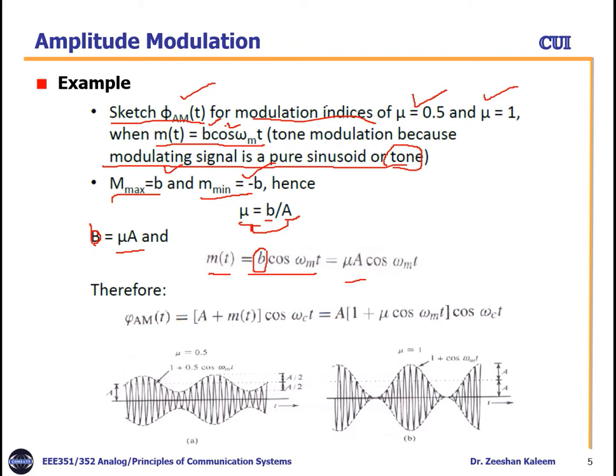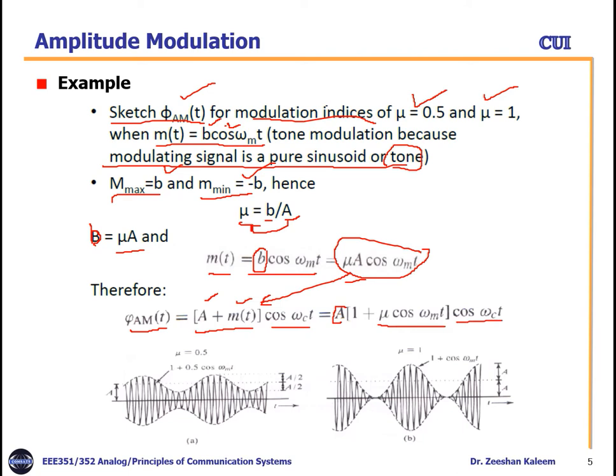Therefore, we know that for amplitude modulation, we have this equation. We have seen this and derived this in the previous lecture. phi AM(t), it means amplitude modulation, is given as [A plus m(t)] cos omega_c t. This is the general equation of amplitude modulation. This is the carrier amplitude, this is the message signal amplitude. Let's put the values. So we have A plus mu A cos omega_m t; if we take A outside, then we have A[1 plus mu cos omega_m t] times cos omega_c t.